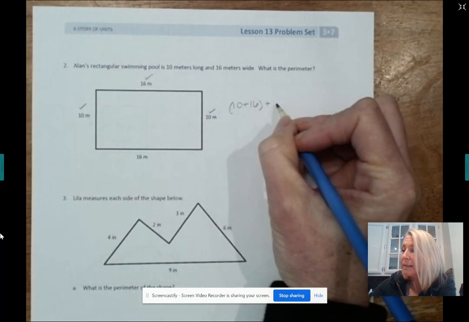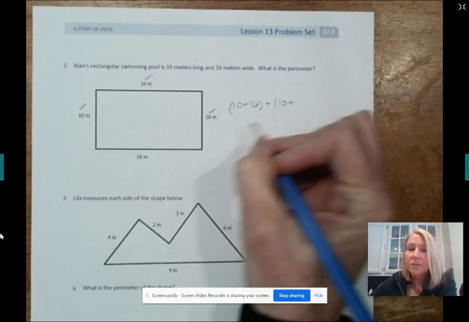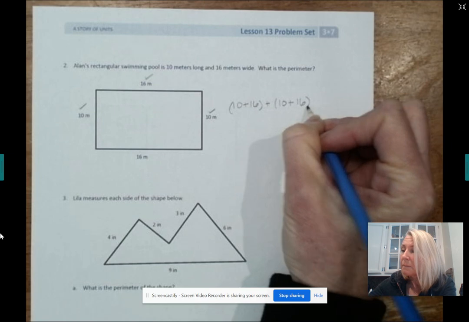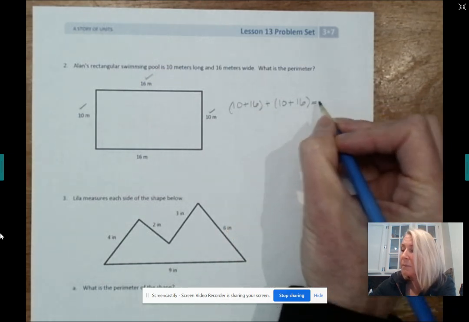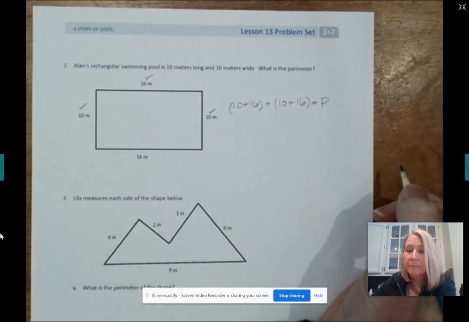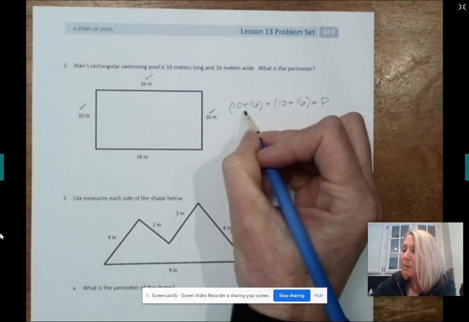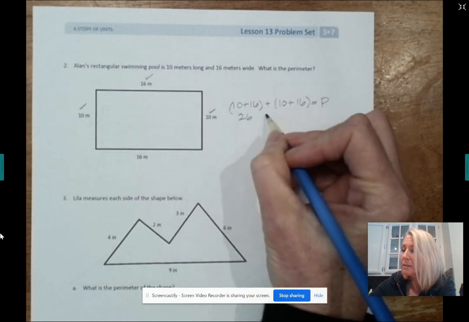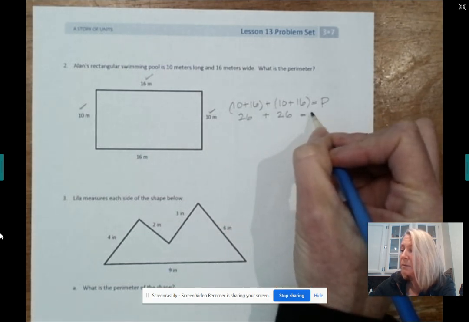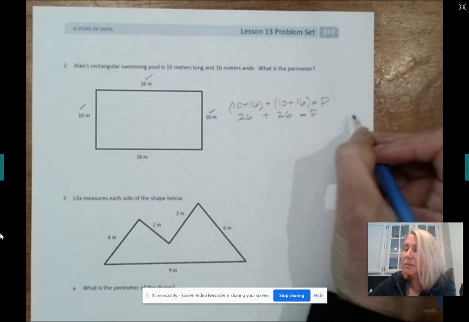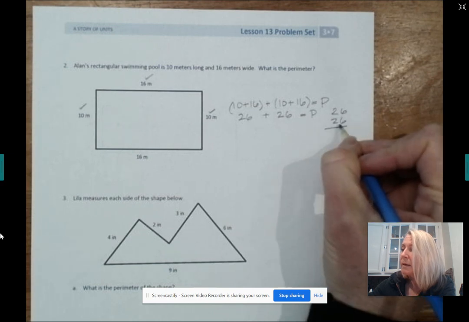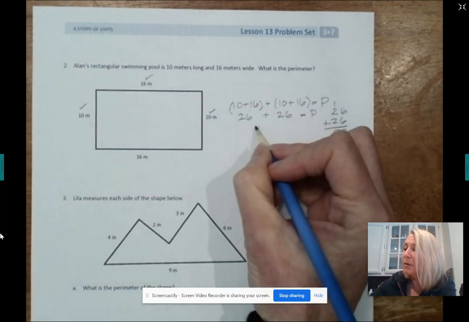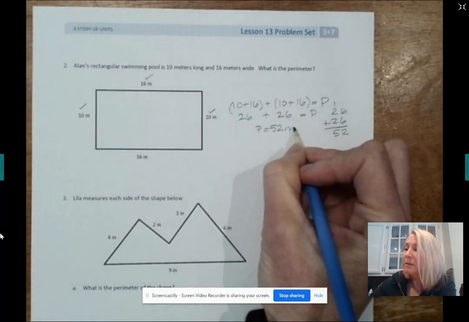So then I have a 10, and here I'm clustering, right? Because I would add these 2 first, add these 2 second, and come up with my perimeter. Let's even throw in a variable there, might as well. So our perimeter here would be 26 plus 26 equals P. 26 and 26, yep, I can feel that regrouping. So I'm going to add these up, and I get 52. So the perimeter is 52 meters.